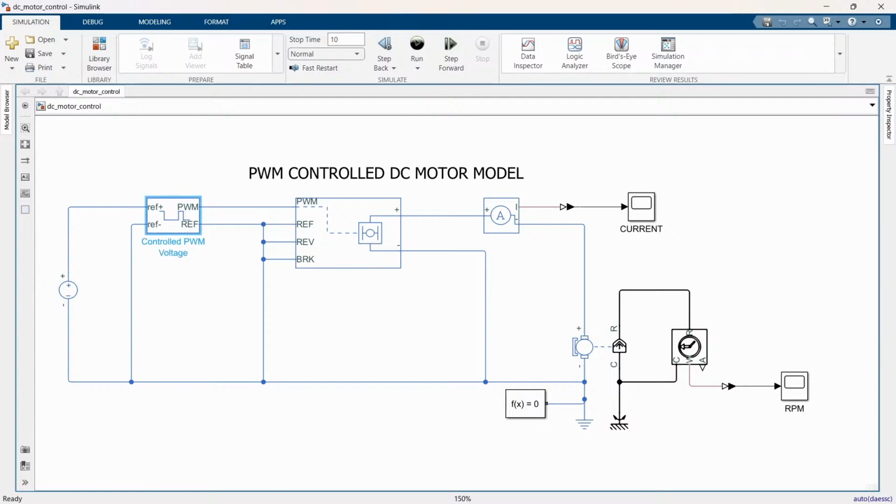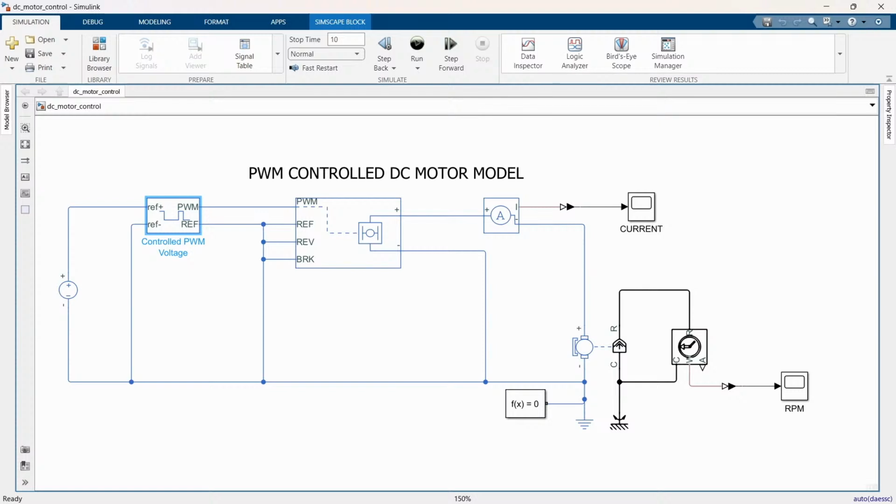So basically this controlled PWM voltage block generates a PWM signal. That means it generates a sequence of pulses. This block creates a switching pattern for our motor. When the signal is on, the output voltage is equal to some specified amplitude, like plus 5 volts. When it is off, that means low, the output voltage is 0.